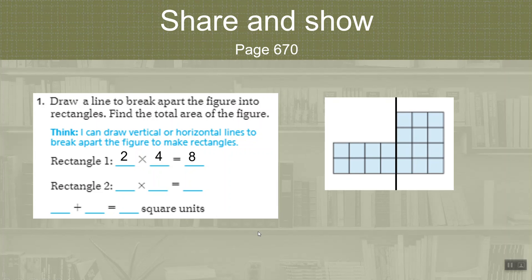What about rectangle number 2? The length is 4 and the width is 3. So 4 times 3 equals 12. Now, as we are using the distributive property, we need to add the two areas together. 8 plus 12 equals 20.